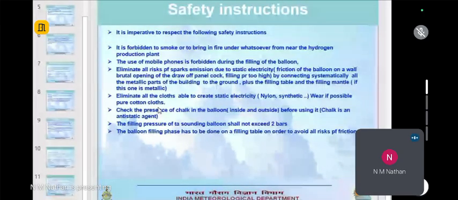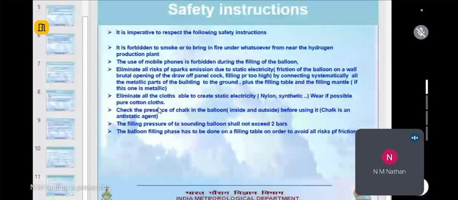And storage is also a big problem. You have to store that hydrogen cylinder in a proper way, well ventilated, and you should keep it, as much as possible, in a wooden bag instead of a metal bag, etc. So that you have to ensure.